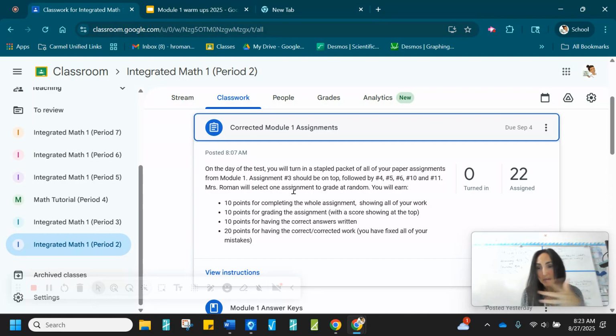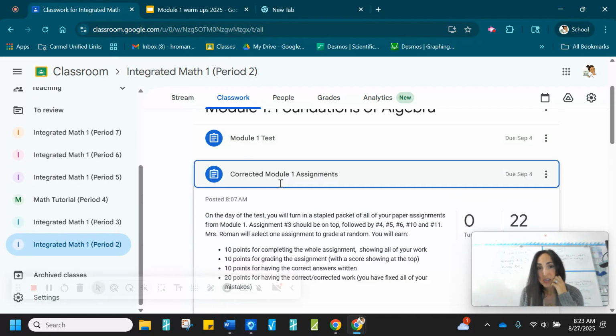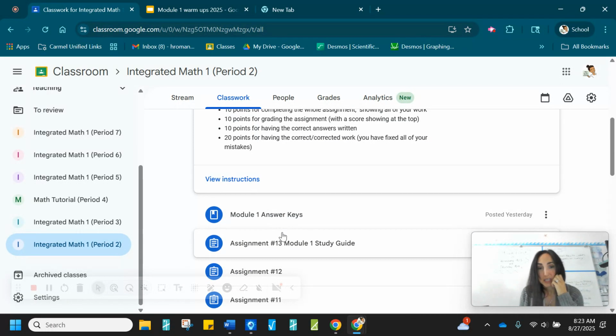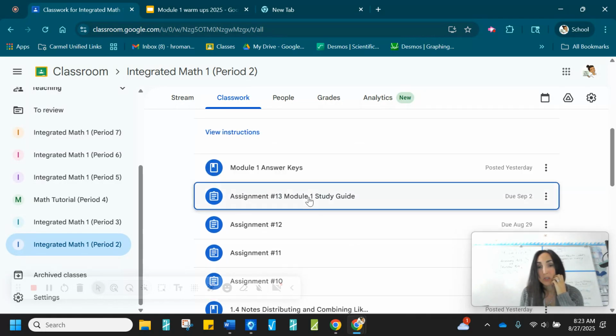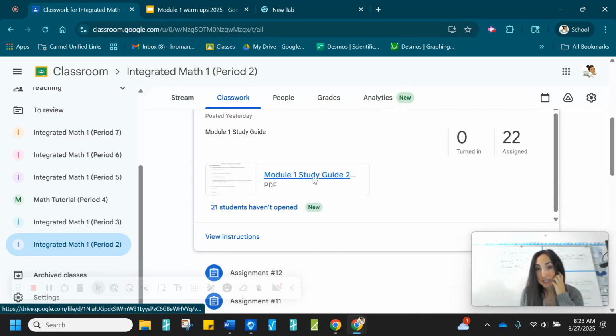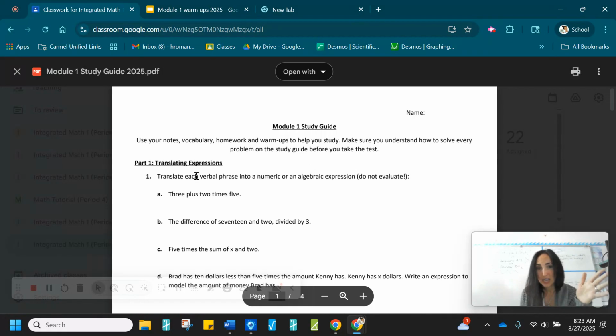Going through your homeworks and making sure you understand every problem on it is really important because the questions on your test are similar to the questions on your homework. So as you're preparing, the second thing you want to do after you correct your homeworks is you want to do the study guide. And the study guide is going to look very similar to the test. And the study guide should look very familiar to the notes we've been taking.